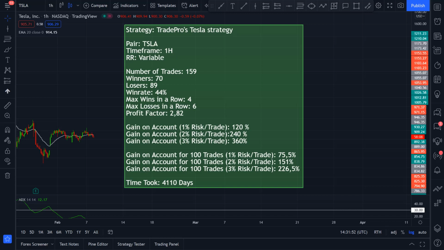The win rate of the strategy was 44%, most losses in a row was 6 and most wins in a row was 4. Time taken to complete the 159 trades was 4,110 days.